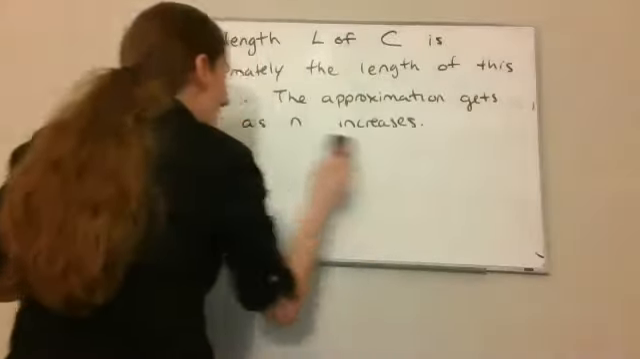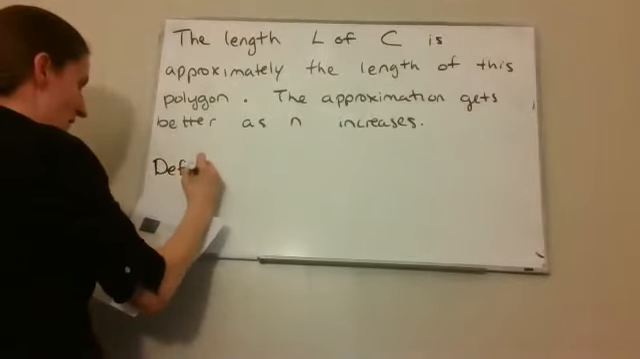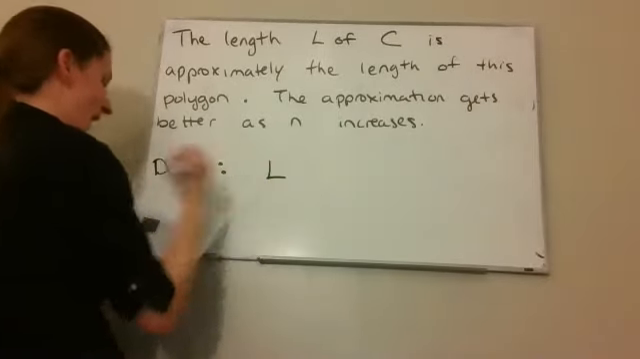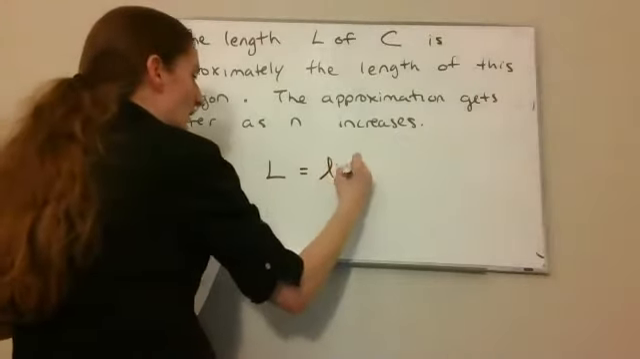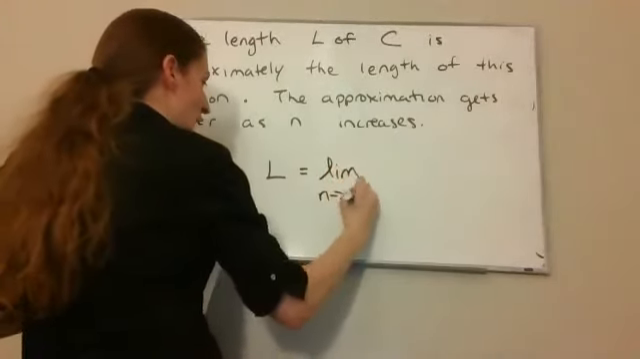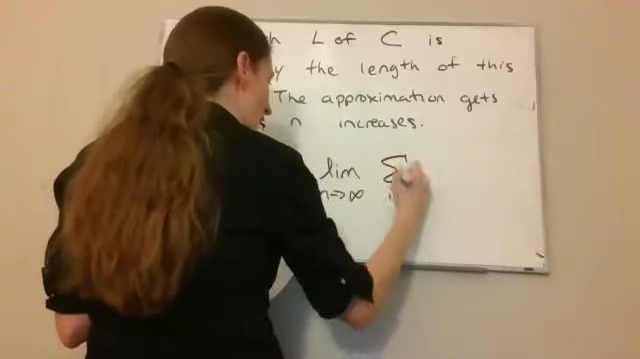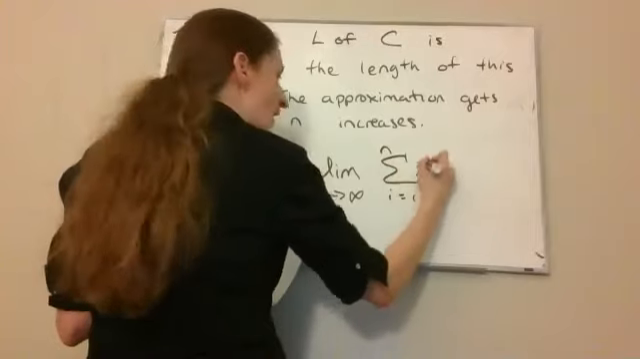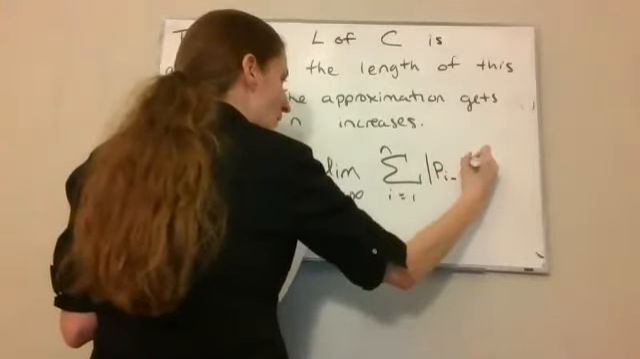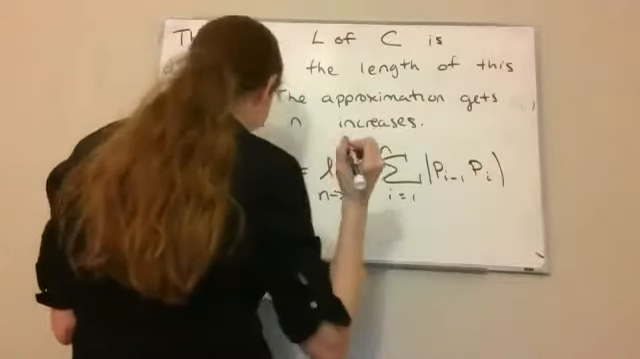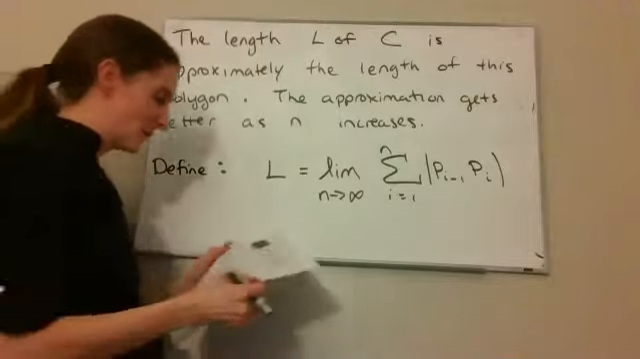So we are going to actually define the length L of our curve C to be equal to the limit as n approaches infinity of the sum from i equals 1 to n of the distance between Pi minus 1 and Pi. So that's the length of each of the straight line segments.